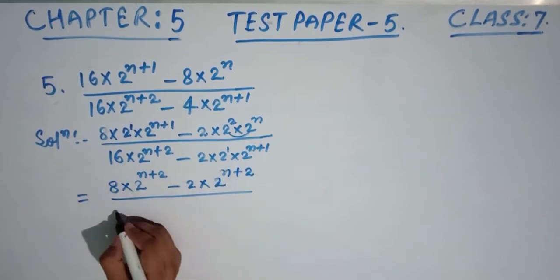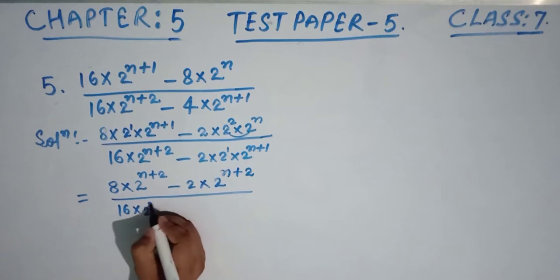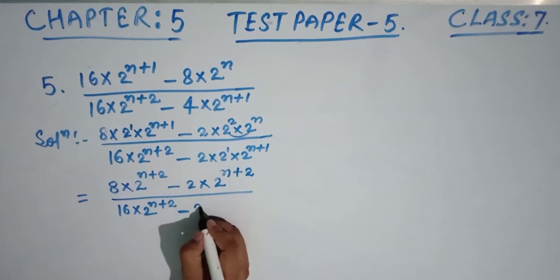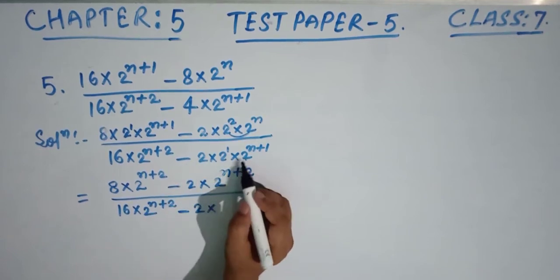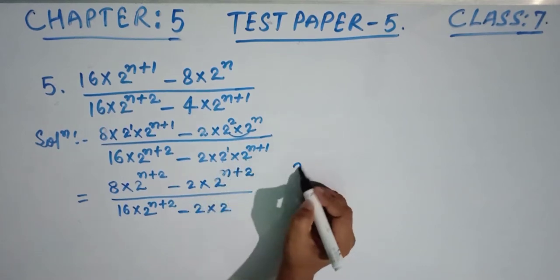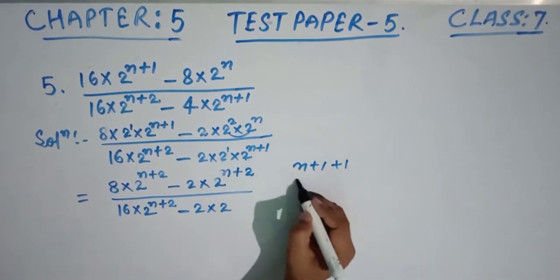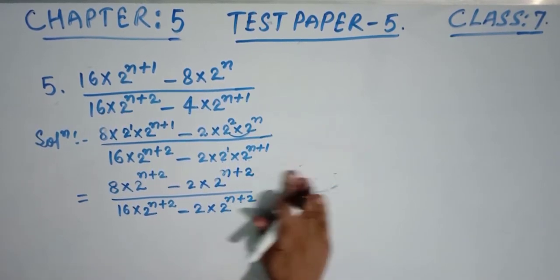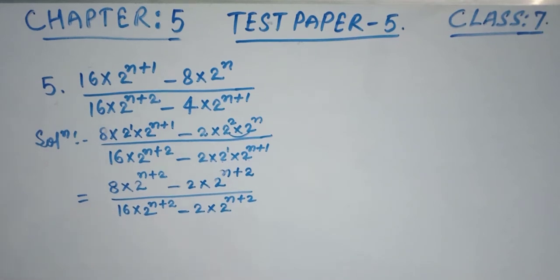Now see, this is 16 as it is. Now 2 raised to the power n plus 2 as it is. Now see minus, here is the 2, friends. Look at the friends, here the bases are same, write the single base and add their powers. N plus 1 is here and plus 1 is here, so n plus 2. Now see friends, every term in the numerator and denominator has the same common value, 2 raised to the power n plus 2.